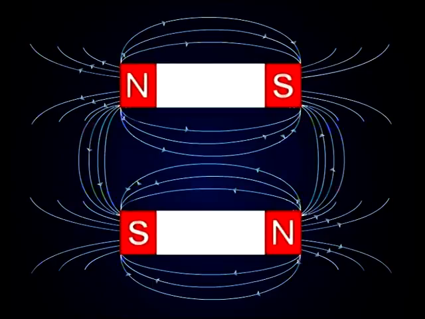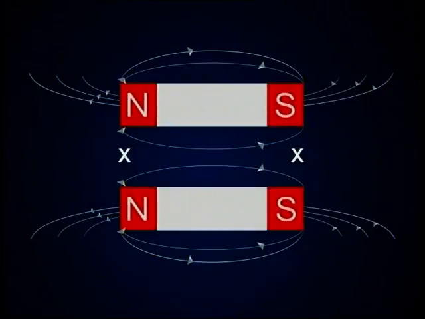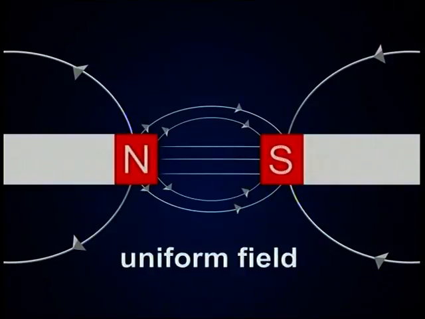When unlike poles are near each other, the field lines attract. When like poles are near each other, the field lines repel. Where two fields cancel out, there are no field lines. This is called the neutral point. When field lines are spaced equally with all lines pointing in the same direction, it is called a uniform field.